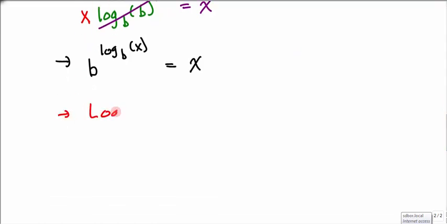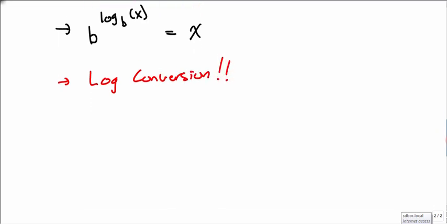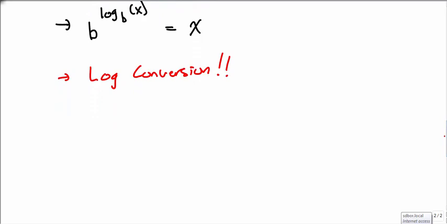This is called log conversions. So this is called a log conversion. Now some of you will need this and some of you won't, depending on the calculator that you have. So let me go ahead and pop in a calculator real quick.